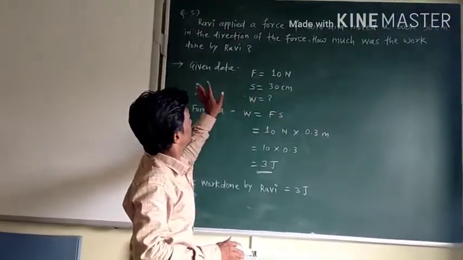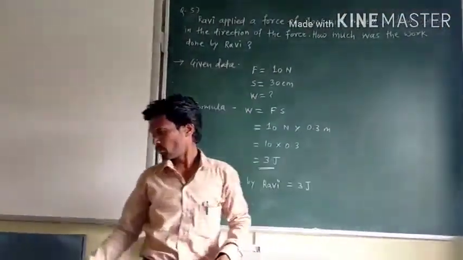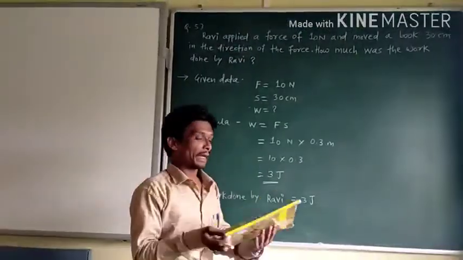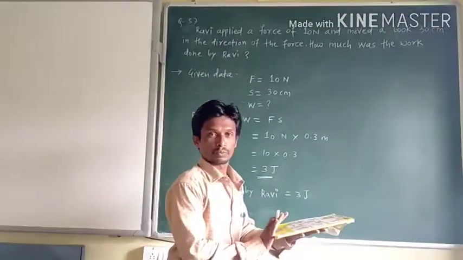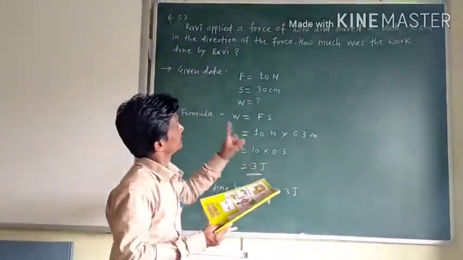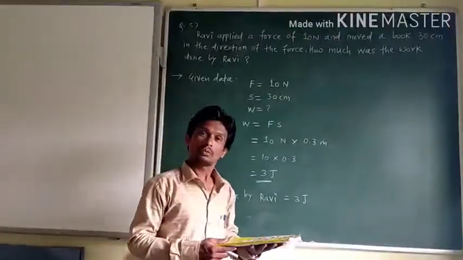Ravi applied a force of 10 Newton and moved a book 30 centimeter in the direction of the force. How much was the work done by Ravi? Suppose here is the book, and directly he pushed the book, or applied the force. How much work is done, we have to calculate here.